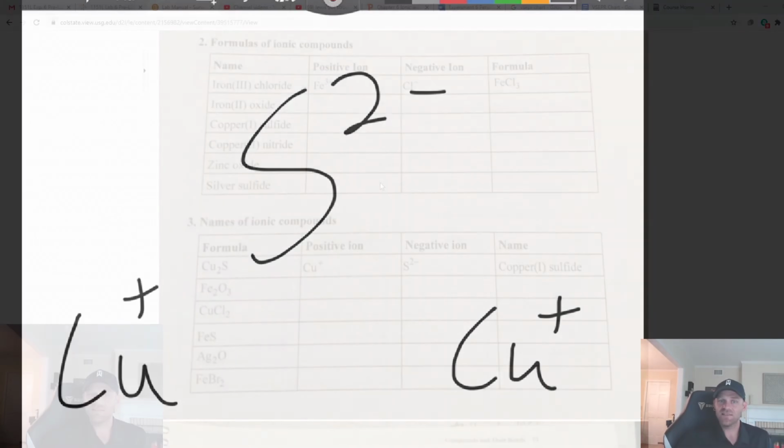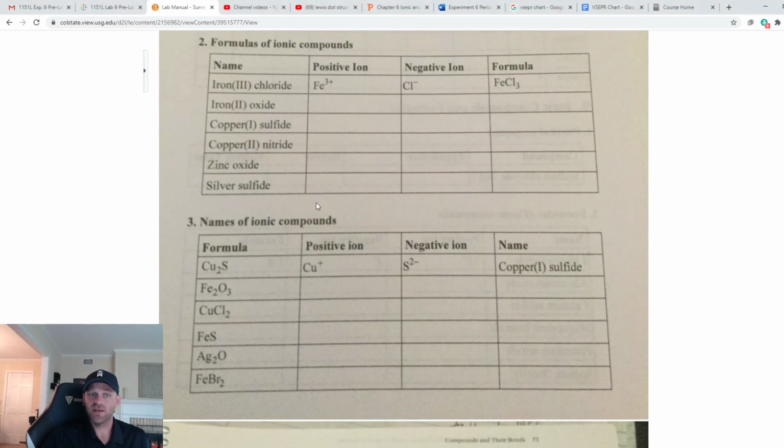So that's why I say it's important that you know the trends. All of the halogens have a 1 minus charge. Oxygen and sulfur both have a 2 minus charge. Nitrogen, which is this nitride here, has a 3 minus charge. Okay? So then you balance the charges based on that information.